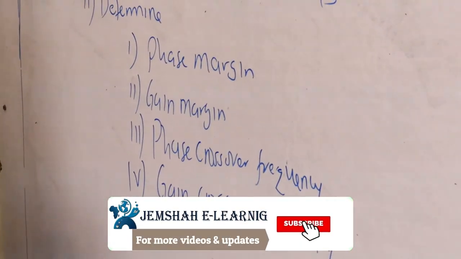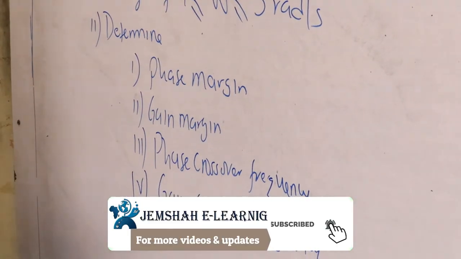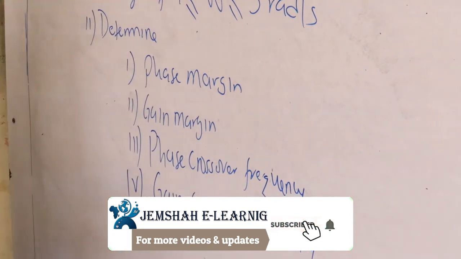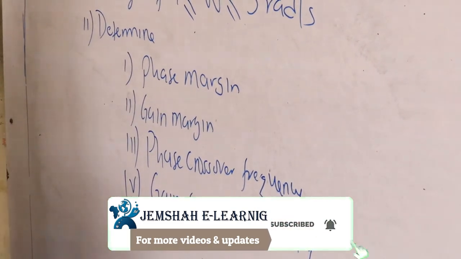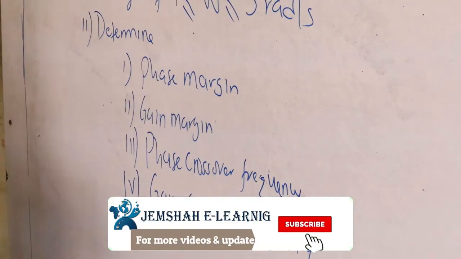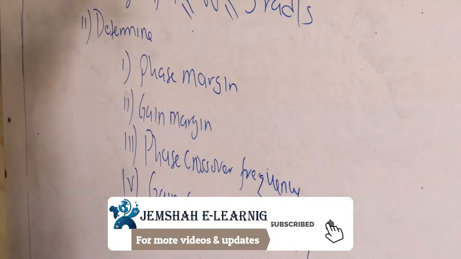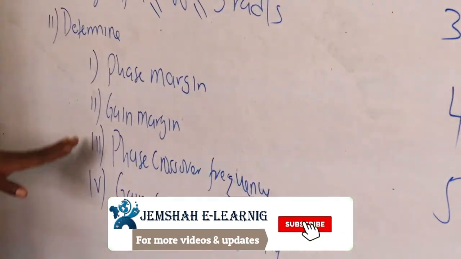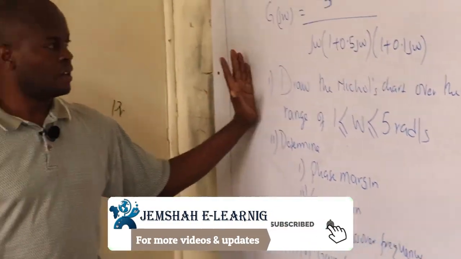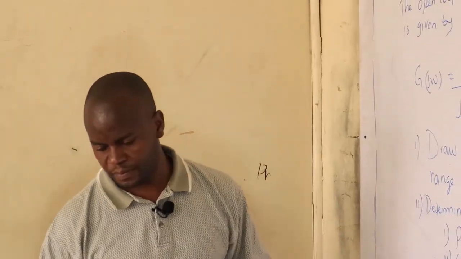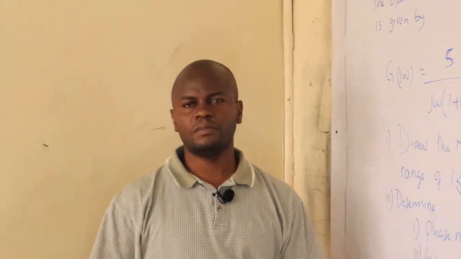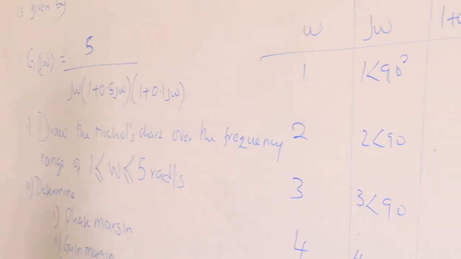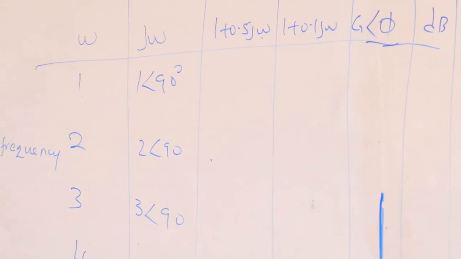In this case, unlike in Bode plot, there is no shortcut where you use the straight line approximation. There is nothing like straight line approximation here. You just have to form the table and do your calculations. Then you come up with the table that you are going to plot, and after plotting that table, you will be able to obtain the values for that. So that is what you are supposed to do.